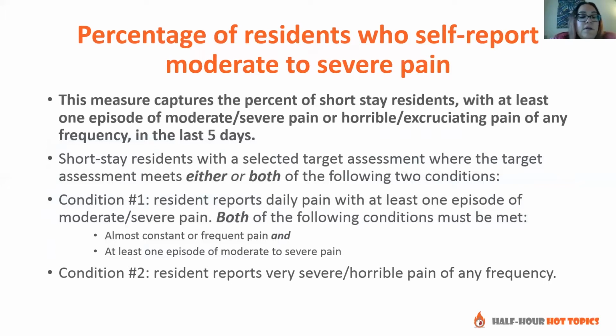So to break this down, as I mentioned before, if they rate their pain, say, 5 to a 9, and they rate their pain almost constant or frequent, they're going to trigger. Or if they rate their pain at a 10 or severe horrible, then it doesn't matter at any frequency, they're going to trigger your quality measure.